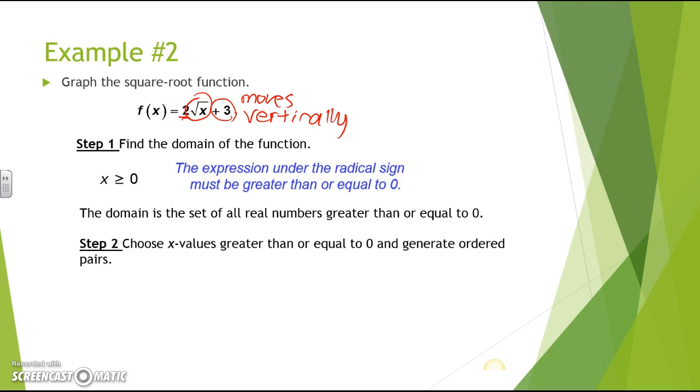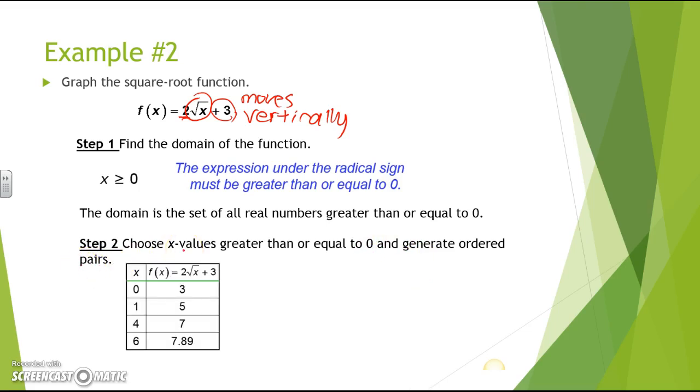And then we're going to choose some x values greater than or equal to 0 to generate ordered pairs in order to graph this. I would use easy numbers when working with square roots. So 0, 1, 4, they put here 6. Another number might be 9, because it's going to give you whole number answers when you're finding your y, your f of x.